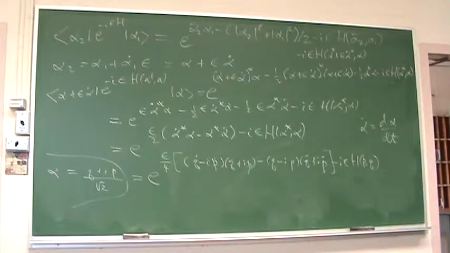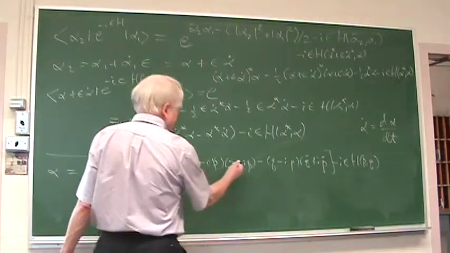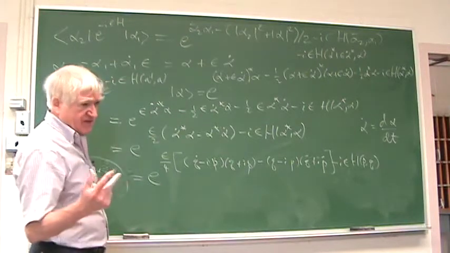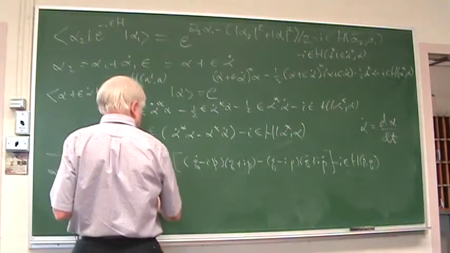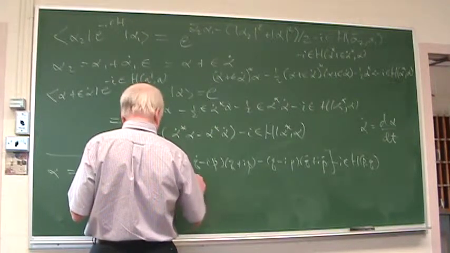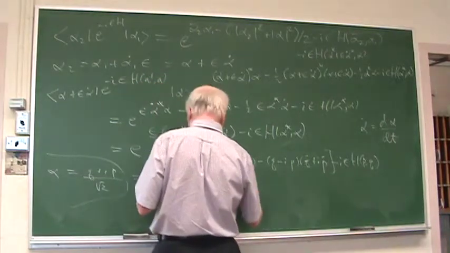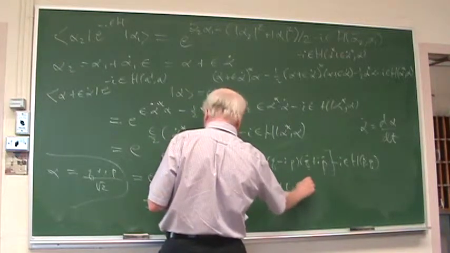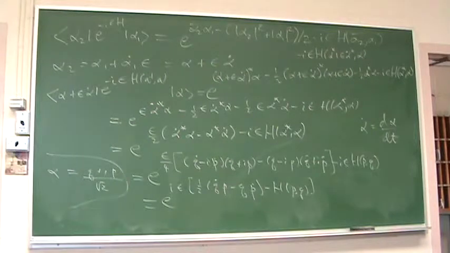Translate this into QP language, that's what we have. And remember, Q and P here are the variables, not the operators. And we would be integrating over d2 alpha over pi, or equivalently over dq dp over 2 pi. And now there are a lot of cancellations. And so this is e to the i epsilon times a half q dot p minus q p dot minus h of p q. So that's all we have.